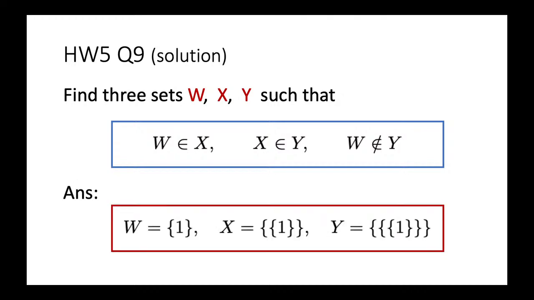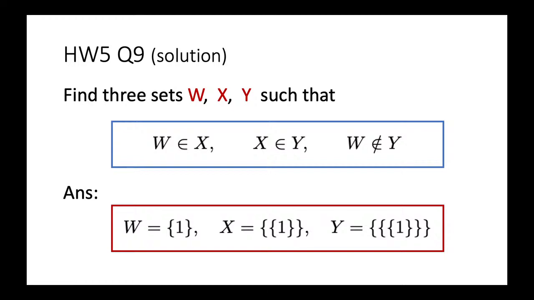So for instance, we can have a super simple example. W is just a set containing the integer 1. X is a set that contains a set which contains the integer 1. So we will see that W is an element of X. And Y is a set that contains a set that contains a set of 1. So we will see that X is an element of Y. But obviously, Y has only one item, which is a set of a set, and then it is not equal to W. W is just a set. So W is not an element of Y.